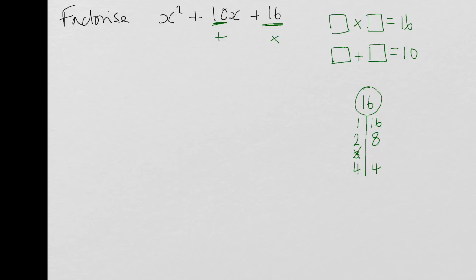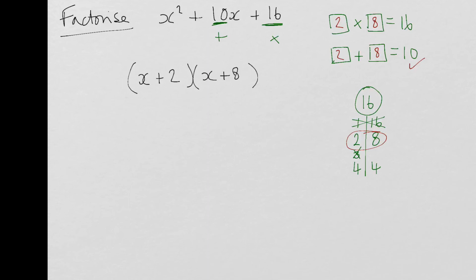Now, 1 plus 16 equals 17, so it's not that set. Let's look at 2 and 8. 2 times 8 equals 16, but does 2 plus 8 give me 10? Let's check. 2 times 8 is 16, and 2 plus 8 does equal 10, so those are going to be my numbers, 2 and 8. So if I want to factorise, it will be a positive 2 and a positive 8. And that's it, that's the question finished. You've done what it's asked you to do. You have factorised, you have put it into brackets, and that would be your final answer.